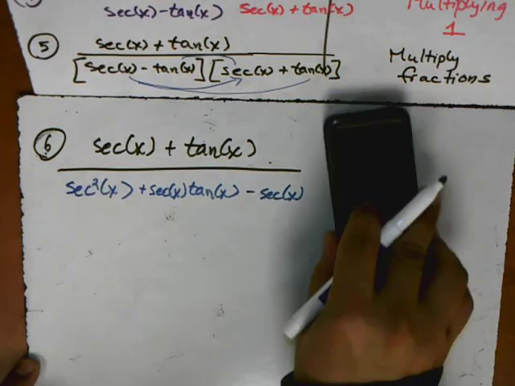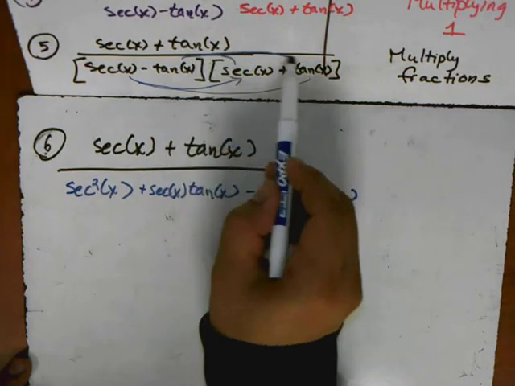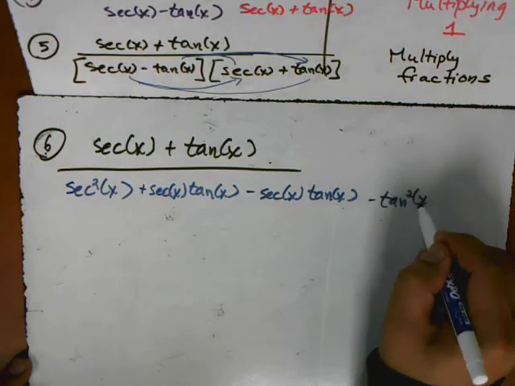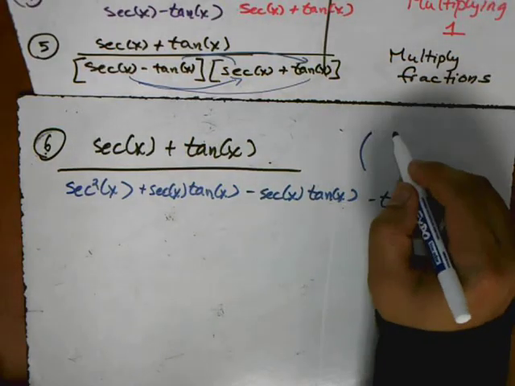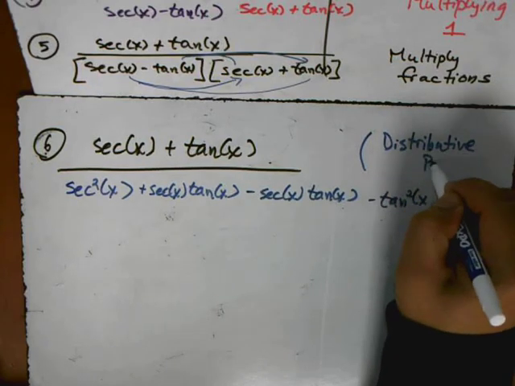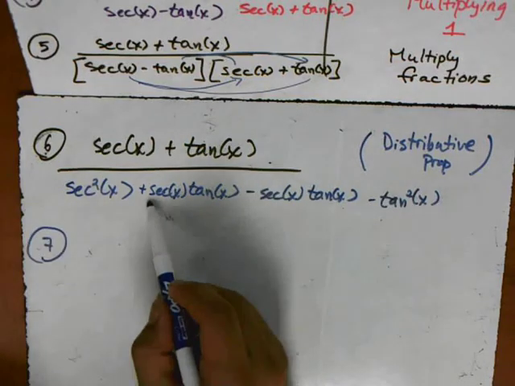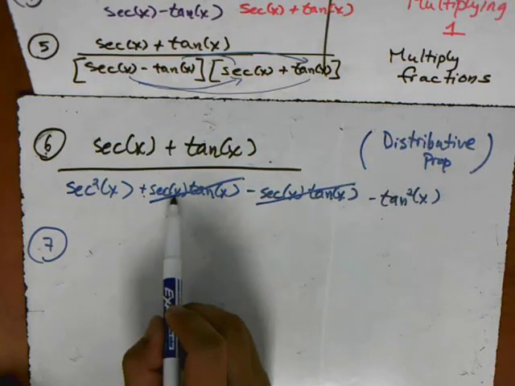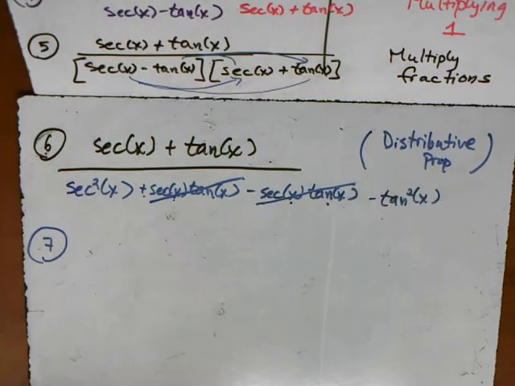Let me erase this line right here. Okay. And the last terms here give me negative tangent squared of x. And this is, again, FOIL, or the distributive property. I'll write this right here. Okay. So in my next step, you can see here that I have a plus secant x tangent, and I have a minus secant x tangent, so those two are going to cancel, and this is really just simplifying.